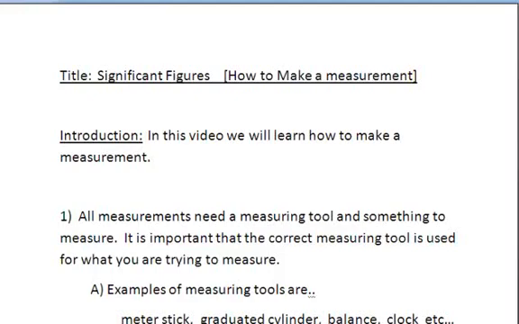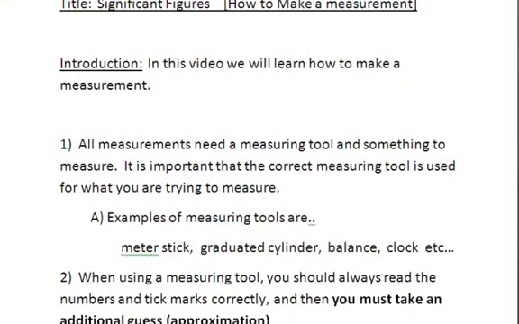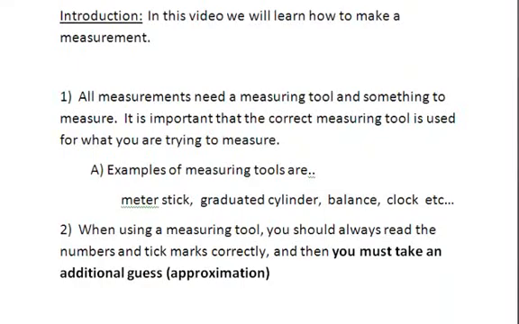All measurements need a measuring tool and something to measure. It's important that the correct measuring tool is used for what you are trying to measure. Let me give you some examples. Measuring tools may be a meter stick, a graduated cylinder, a balance, or a clock. Let me give you an example of an inappropriate measuring tool. It would not be appropriate to use a classroom clock to measure a 100-meter dash.